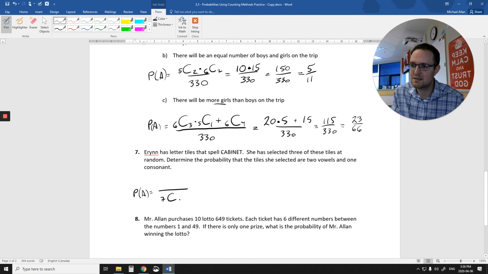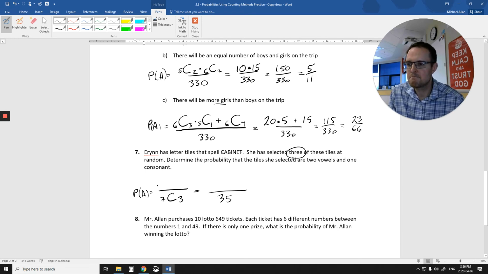So 7C3, and she picked 3 tiles, so 7 choose 3, and order doesn't matter. It's a good thing I hit that button first. 35. And I want to know that she has 2 vowels and 1 consonant.